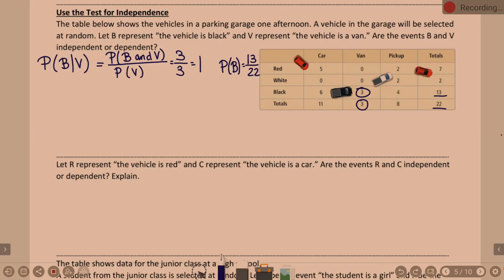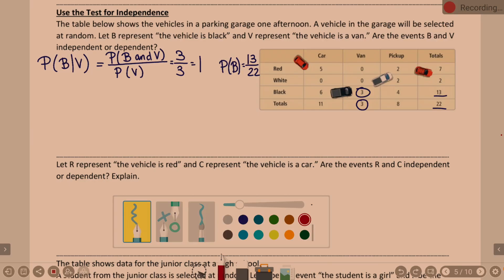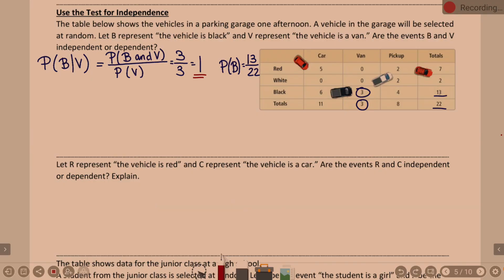Okay, guys, what do we know? That they're not equal. We just found that the probability of B given V does not equal the probability of B. Now, could we essentially jump to our answer now? We could. I'm going to go ahead and show you the other way, because officially it has to be false one or both ways. But I want you guys to see here.